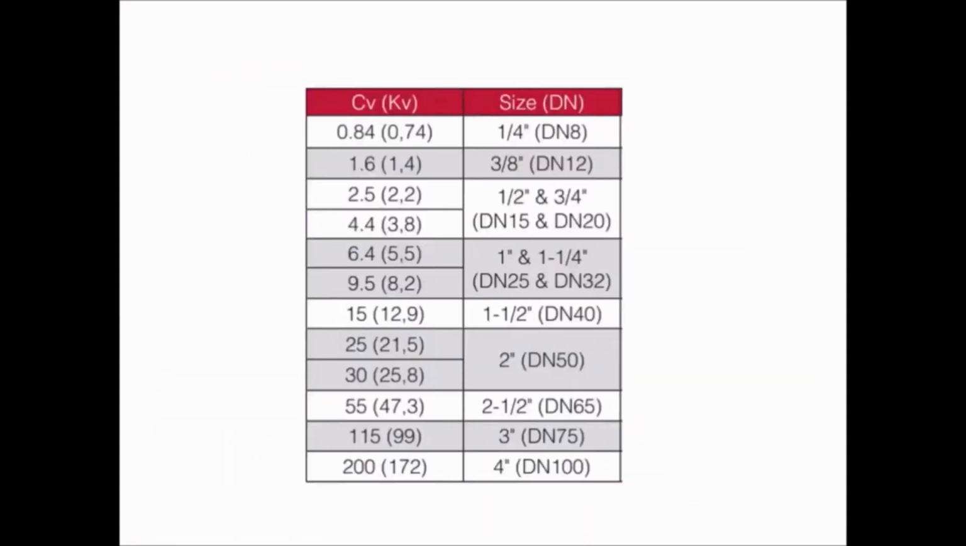I pulled this from one of our data sheets just to show you. CV is not square inches, it's not square centimeters, it doesn't have a unit that goes with it. But this just shows the larger the line size, the larger the CV. So we have 1/2 inch. The max we can get is a 4.4 CV in our products. 2 inches, 30, and so on.